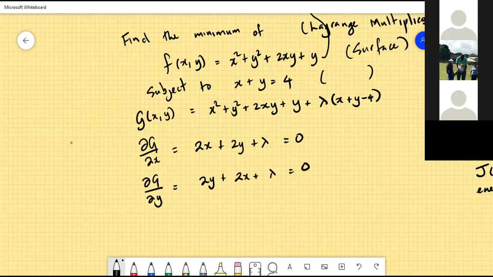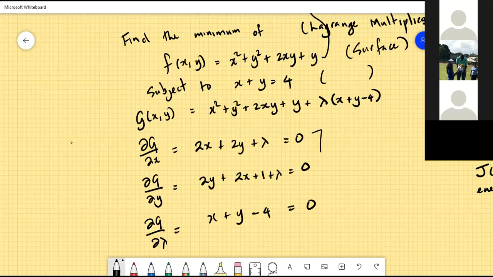Problems. And then, oh, sorry. When you differentiate this, you get 1 plus lambda also equal to 0. Not so much of a problem again. And then you differentiate with respect to lambda, which gives x plus y minus 4 equals 0.